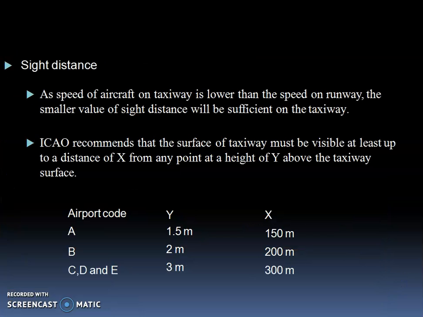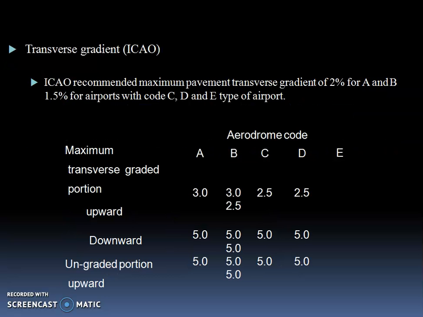Then coming to side distance. Side distance means the pilot should be able to view the objects in front of them. As the speed of an aircraft on the taxiway is lower, the smaller value of side distance itself is sufficient. Therefore, the values given are the distance x is 150 meter and y is the vertical distance. X is the horizontal distance, that is from the pilot viewing point to the object point. That much distance they should be able to see. For various types of airport, it is given here.